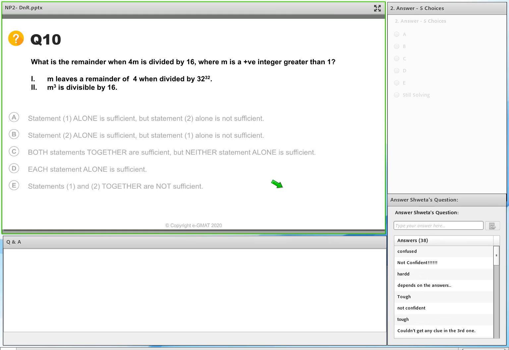Mostly all of them are based on unit digits principle. Well, we'll get there. Always confused between two choices. Not confident, with a lot of exclamation marks. No clue about the third one.